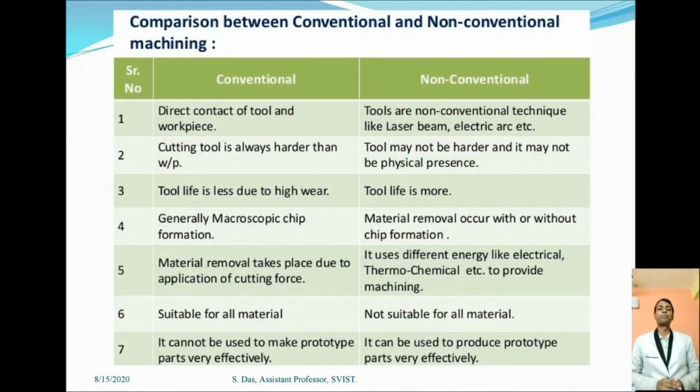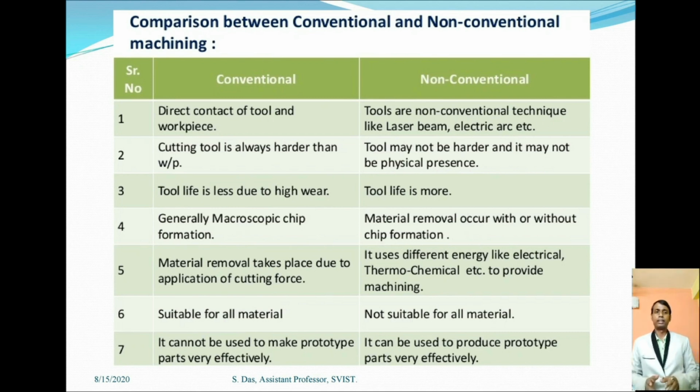With the help of some slides, I want to give you the basic differences between the conventional and non-conventional machining processes. First of all, in conventional machining there is direct contact of tool and workpiece, as I have said previously. In non-conventional machining, the tool and workpiece are not in direct contact. In conventional machining, the cutting tool is always harder than the workpiece, but in non-conventional machining, this is just reverse.